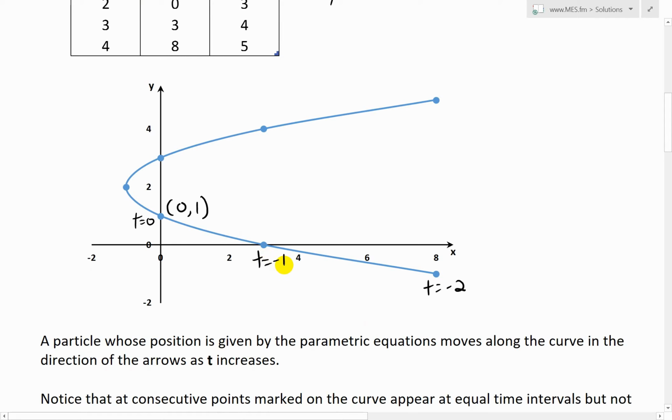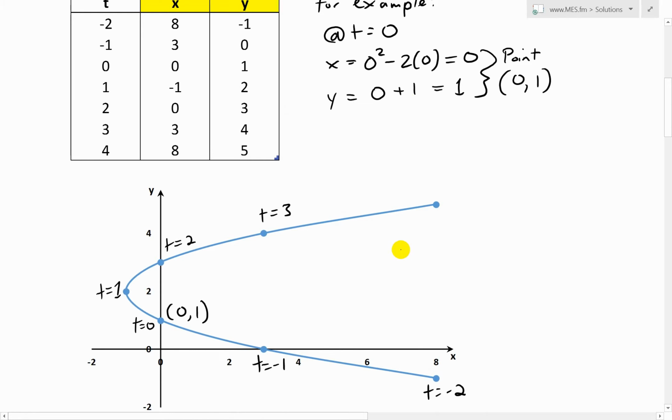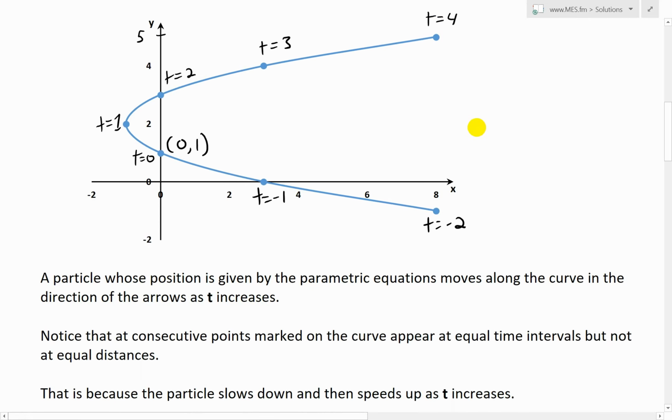So as you can see here, as you move through time, as t increases, this is equal to 1, this is equal to 2, and so on. This is equal to 3, and then the last one is at about 8 and 5. That's about 5 here. This is at t equals 4. So this is how the curve looks.